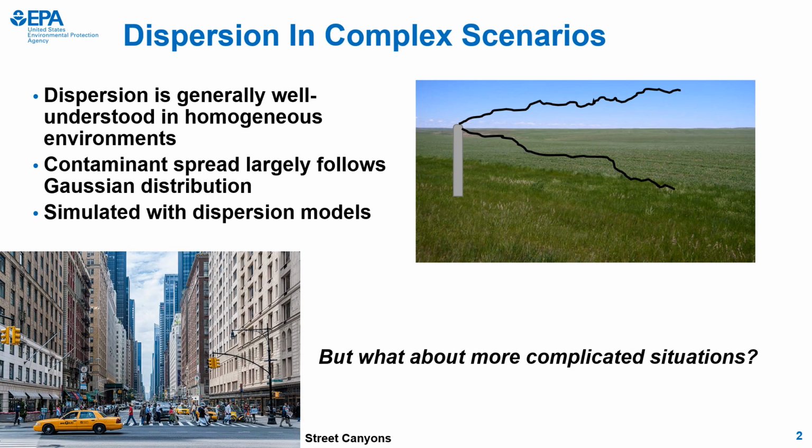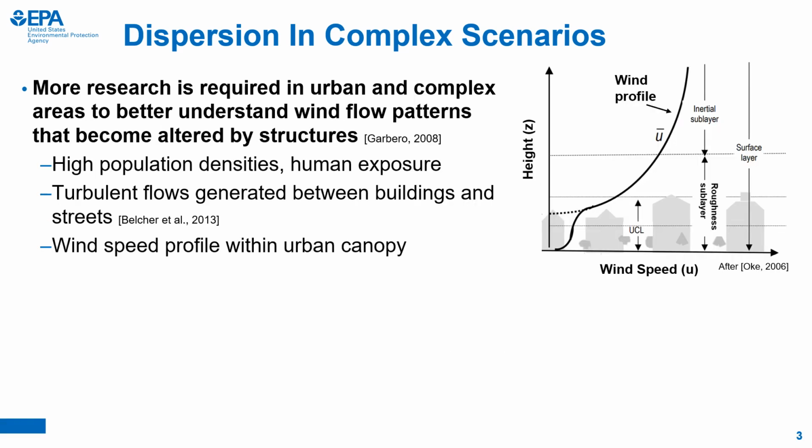But what about more complex situations, such as urban or industrial areas? For example, the flow and dispersion may become affected in street canyons, such as the photo that you see at the bottom of this slide. Additional research is needed in complex areas to help us better understand how wind patterns become affected by obstructions. Urban areas are also important considerations because high population densities could lead to greater risks of human exposure.